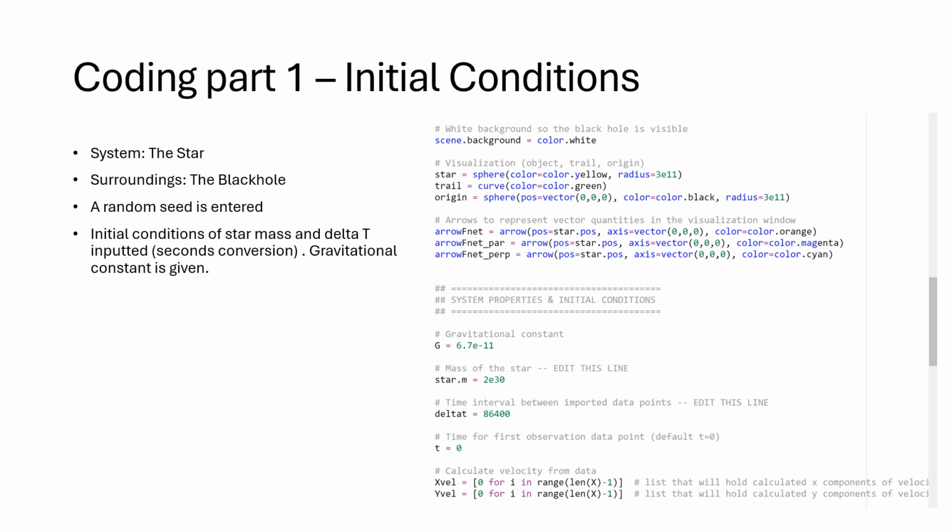Beginning with the code for part 1, where we are trying to find the mass of the black hole, we define our system as the star and the surroundings as the black hole. A random seed is entered based on our Georgia Tech email to give us a trajectory, and then from here we input the initial conditions of the star mass, which is given, and then the gravitational constant, which is given.